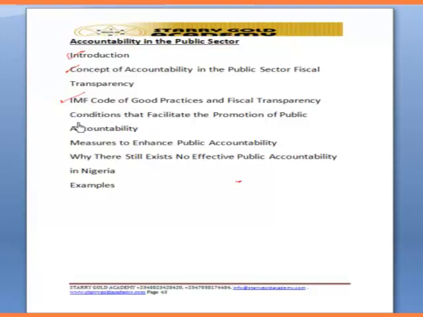We'll look at the IMF Code of Good Practices and Fiscal Transparency. We'll look at the conditions that facilitate the promotion of public accountability. We'll also look at the measures to enhance public accountability. We'll look at why there still exists no effect in public accountability in Nigeria, and we'll look at some examples and some questions at the end of this.